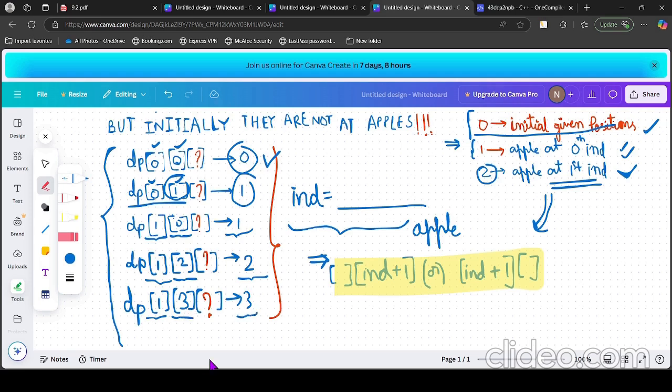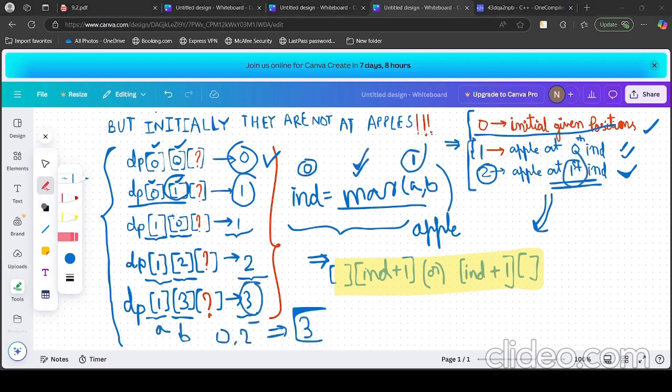From this, if we try to observe one thing, the index of the apple that we are going to collect now is the maximum of A comma B, the maximum of values of A and B. Why is this? Because if they are collecting apples now, they will surely be at one of the apple positions or initial. As we discussed, initial is taken as 0, so obviously the maximum of both is the last they have collected so far. So for DP of 1 3, Alice is at the 0th apple, Bob is at the 2nd apple.